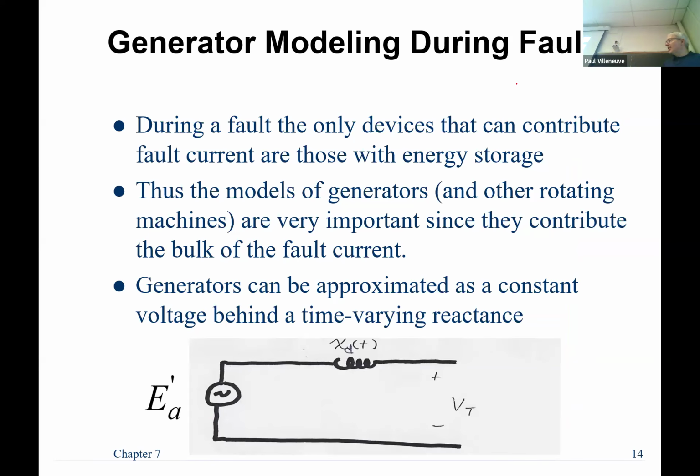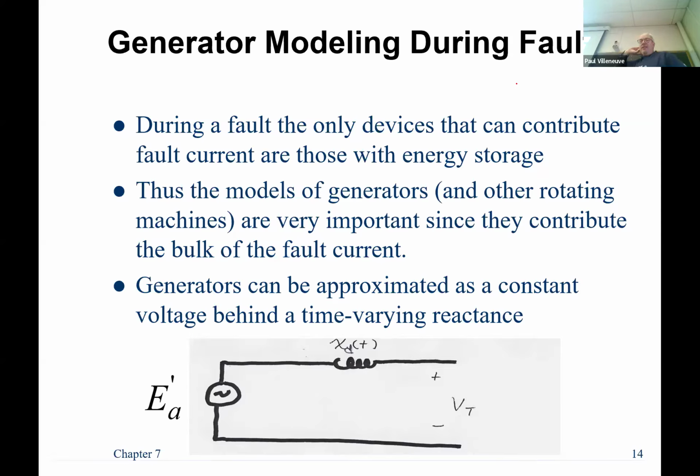So because of that, let's modify our synchronous generator representation, which has an ideal voltage source in series with an inductor. And notice I don't have the resistor in there because, again, we're going to ignore it because it's pretty small. And I'm no longer going to call that XD.